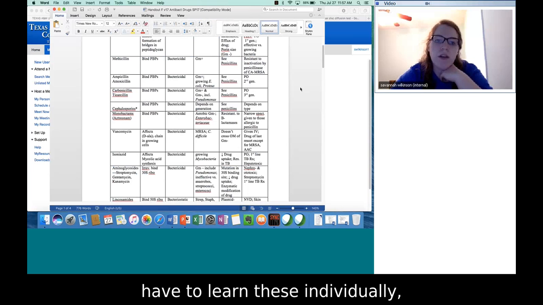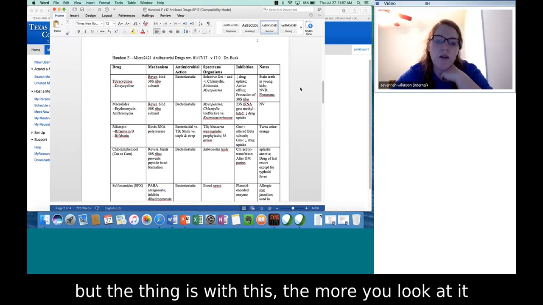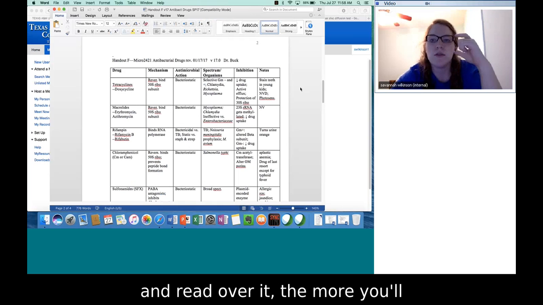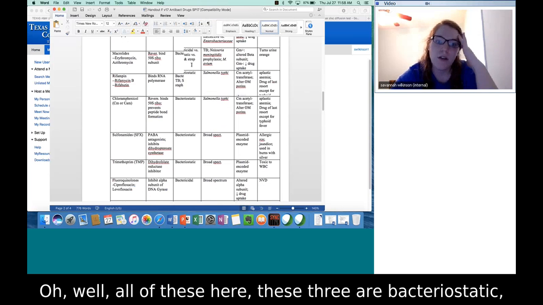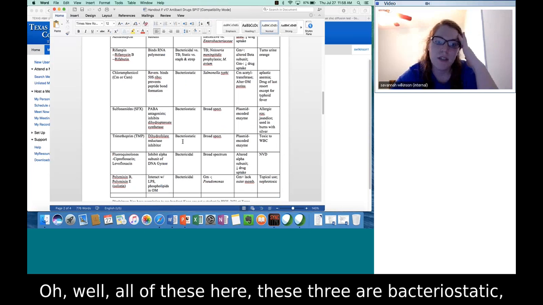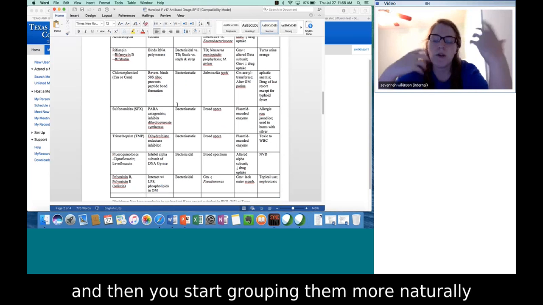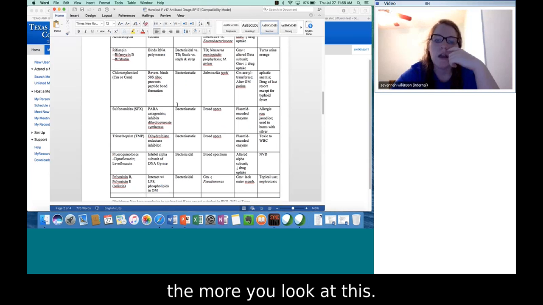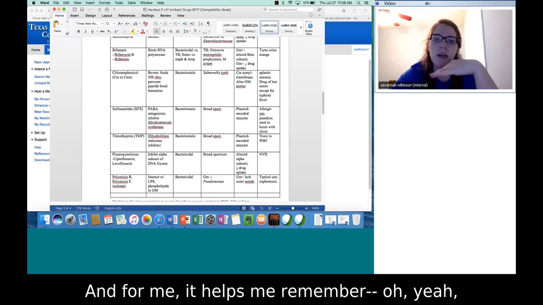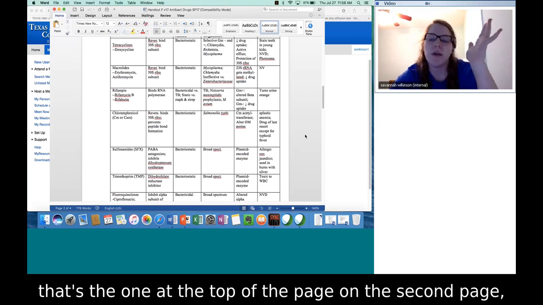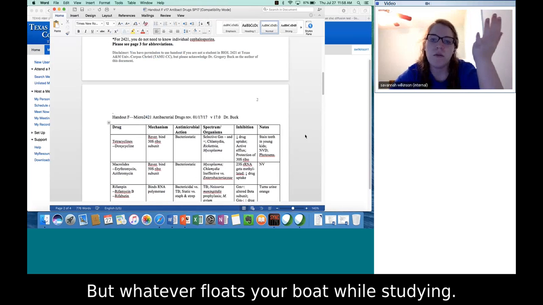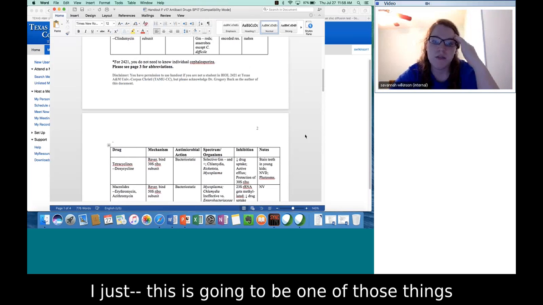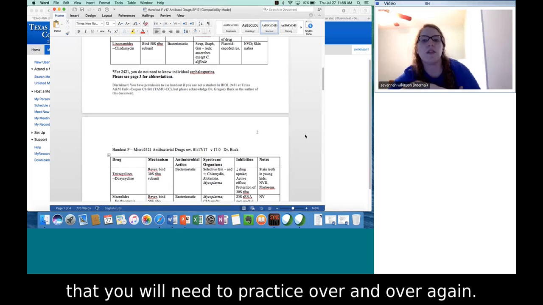I know you're like, oh my gosh, I have to learn these individually, but the thing is with this, the more you look at it and read over it, the more you'll see the relationships among some of these. You're kind of like, oh, well, all of these here, these 3 are bacteriostatic. I mean, you start grouping them more naturally the more you look at this. And for me, it helps me remember, oh yeah, that's the one like at the top of the page on the second page. And I don't know, I'm more visual that way, but whatever floats your boat while studying, this is going to be one of those things that you will need to practice over and over again.